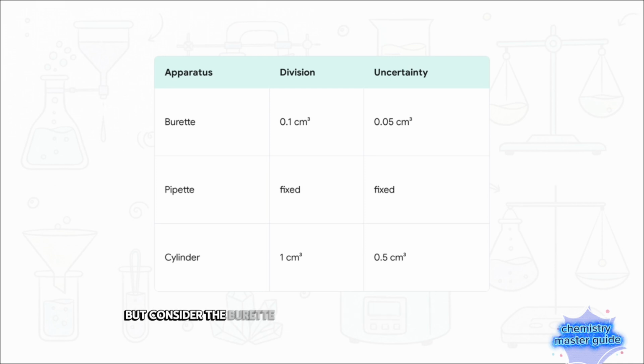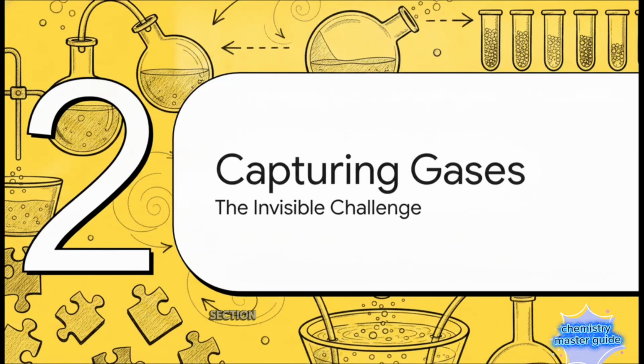But consider the burette. A burette is a whole different ballgame. It has a tiny division of just 0.1 cubic centimeters, cutting our uncertainty down to an incredibly precise 0.05 cubic centimeters. We use this when every single drop matters, like when we're doing precise titrations. And the pipette? Well, that's used for transferring one exact fixed volume, say exactly 25.0 cubic centimeters, no more, no less. You would never grab a measuring cylinder if your experiment required the pinpoint exactness of a pipette or a burette.